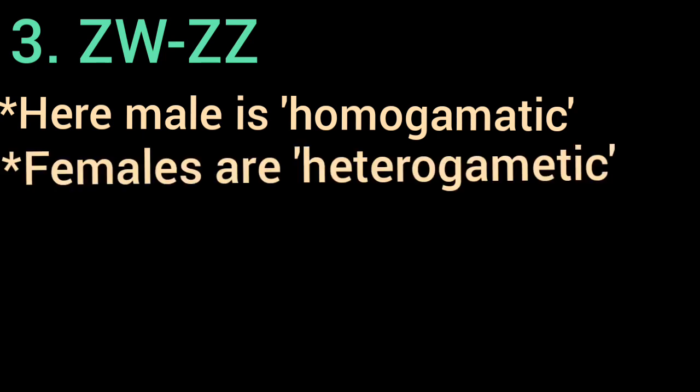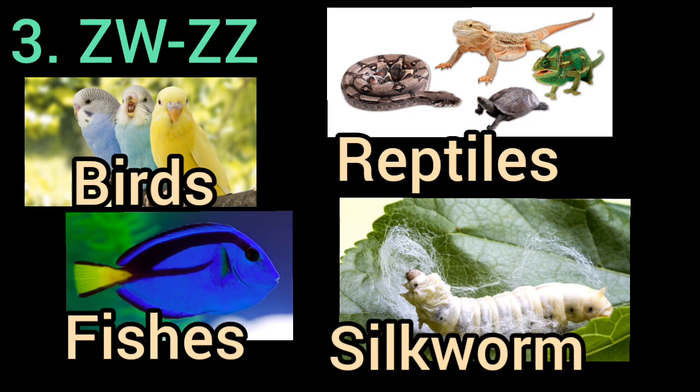Here onwards we will see homogametic males. Got it? So you can see, students, ZZ is in the case of males while the females are heterogametic, ZW type. For example, birds, silkworm, fishes and some reptiles.